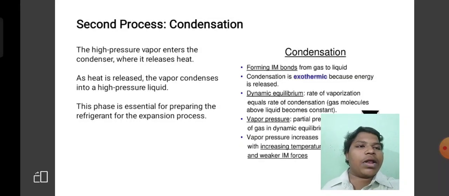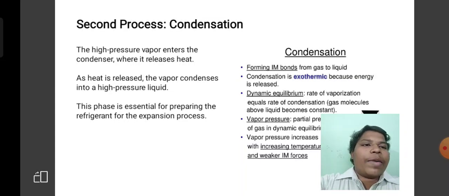Dynamic equilibrium. Rate of vaporization equals rate of condensation. Gas molecules above liquid become constant. Vapor pressure.